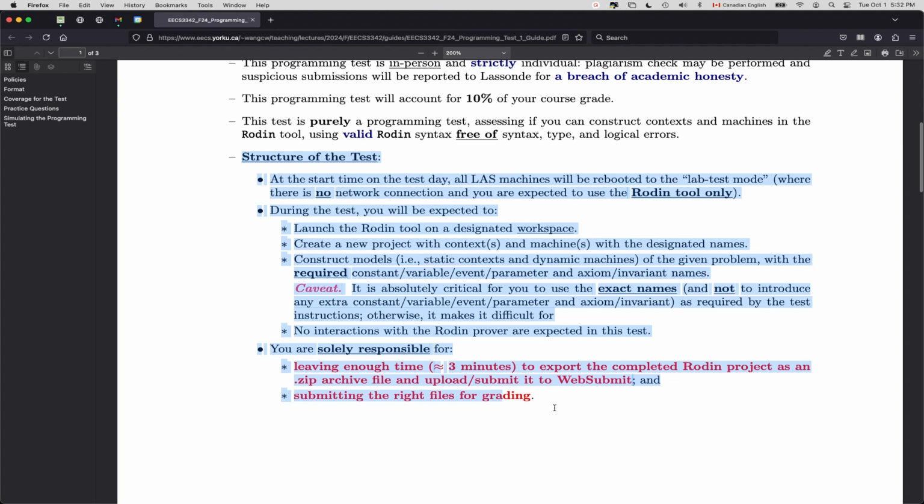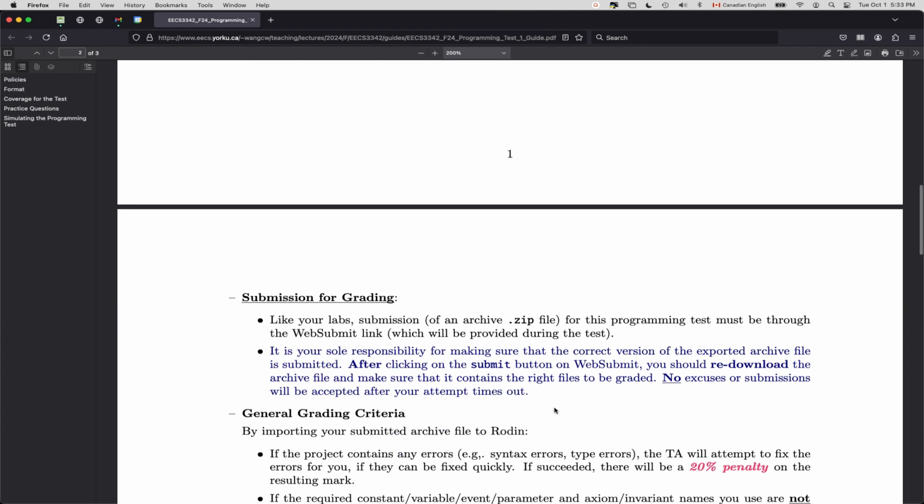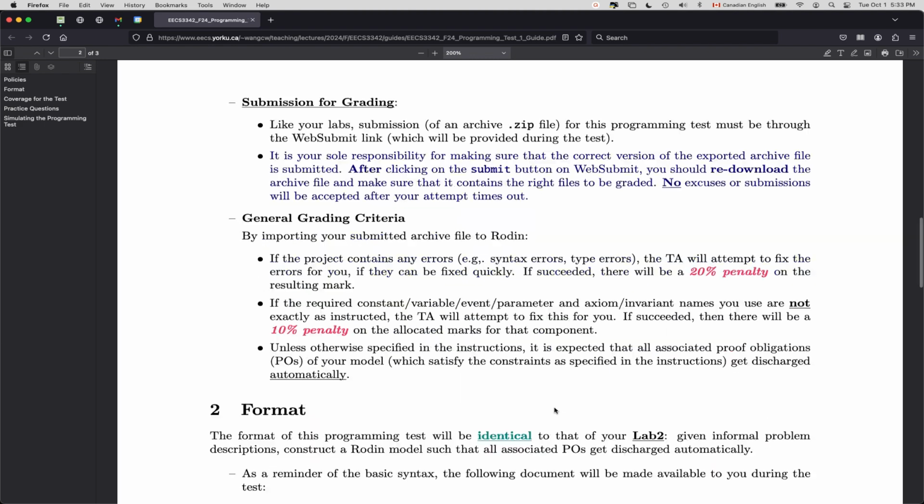Basically, it will be very similar to lab number 2. You will be given some informal description about the problem. You will have to formulate them into a Rodin machine. And make sure you know how to create a project from scratch in Rodin. That's something we taught you in lab 0. Right? So when you see practice test 1, that should prepare you quite well for the format of the test, so make sure you do them. The level of difficulty in the actual test could be higher, but the format will be the same. Okay?